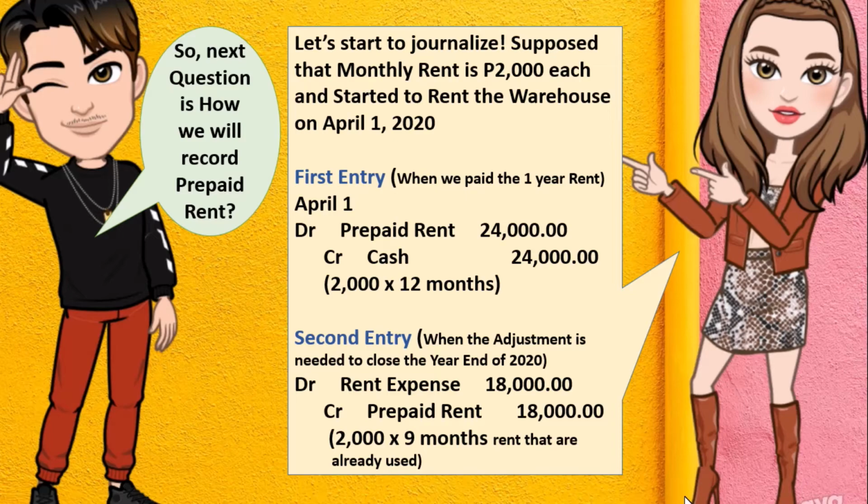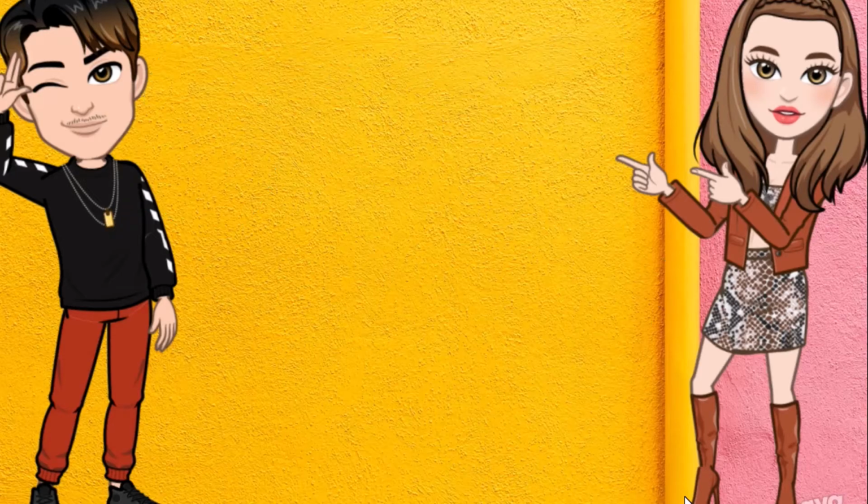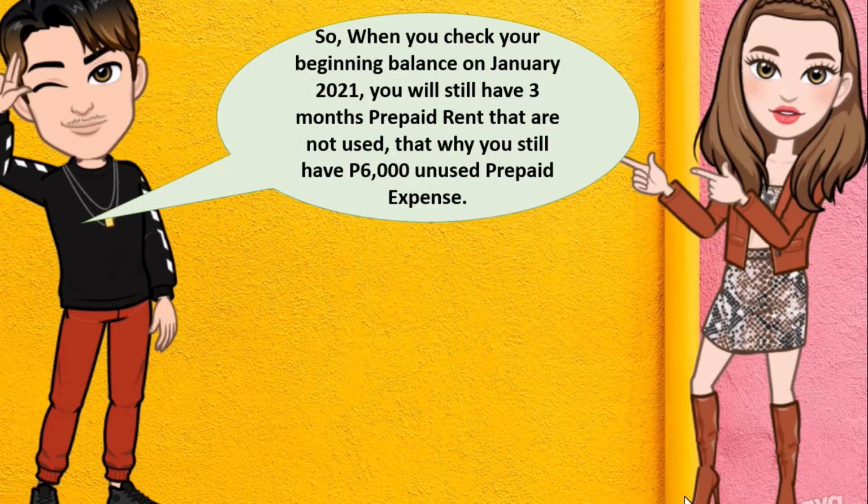Okay? So second entry, when the adjustment is needed to close the rent at the end of 2020. The entry will be debit rent expense 18,000 and credit prepaid rent 18,000. So how will we get it? From April 1 up to December 30, we have 9 months. So 2,000 multiplied by 9 months of rent that are already used. So when you check your beginning balance on January 2021, you will still have 3 months of prepaid rent that are not used. That's why you still have 6,000 unused prepaid rent.